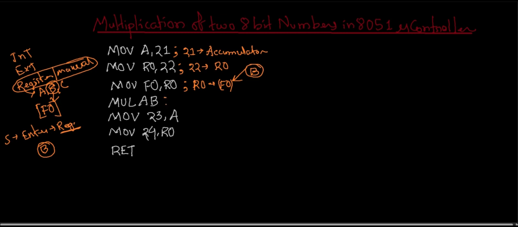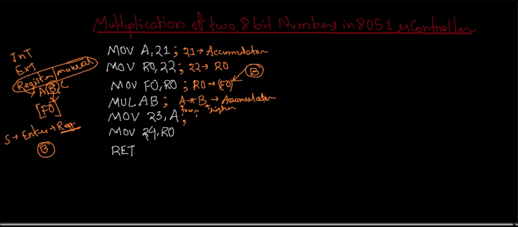Right? So after that, this will multiply the data A and B, right? You may be knowing that the data is going to be stored in the accumulator. Actually, after multiplying, there are two data, which are the lower byte and the higher byte. The lower 8-bit data goes to the register A, A is lower, and the higher byte goes to the B register, right? I hope you got it.